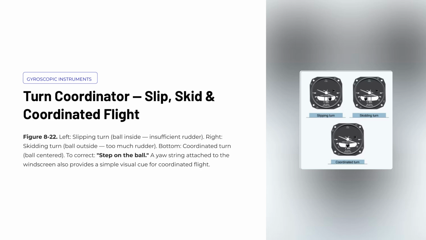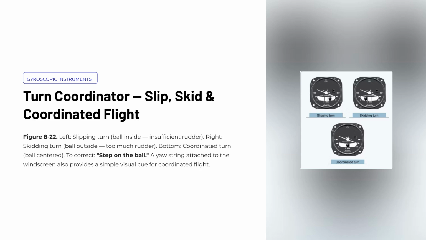The turn coordinator gives you 2 critical pieces of information: the rate of turn and whether that turn is coordinated. The inclinometer, that small ball in the curved tube at the bottom of the instrument, tells you immediately whether you are slipping, skidding, or flying in coordinated flight.